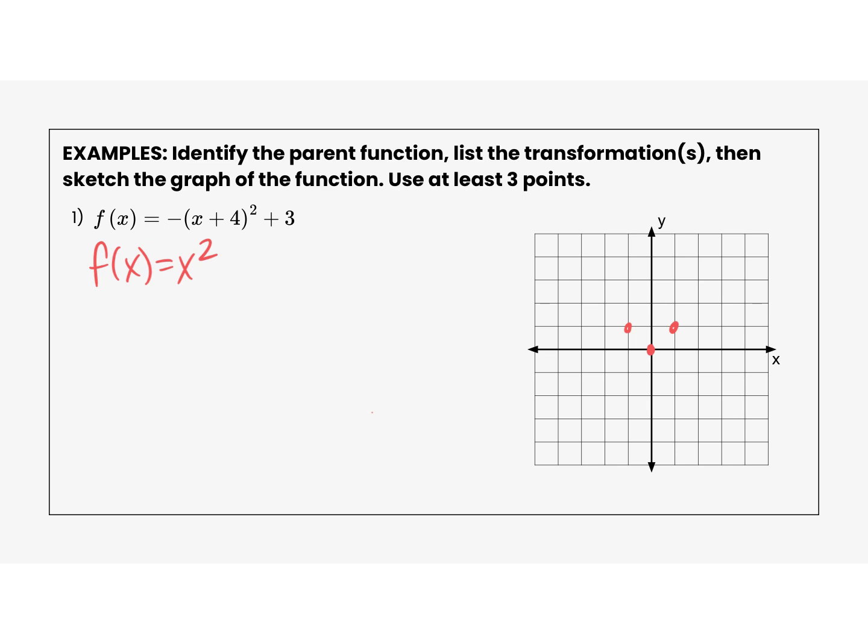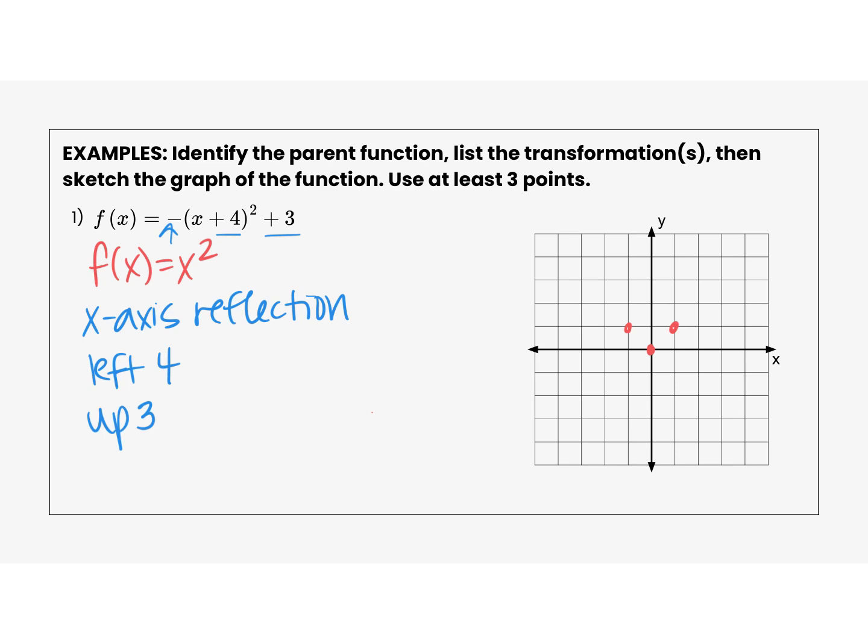Okay, so what are the transformations that are happening here? First, I see a negative on the outside, so that's an x-axis reflection. Okay, then I see a plus 4 on the inside, so that tells me left 4, and a plus 3 on the outside, so that tells me up 3.